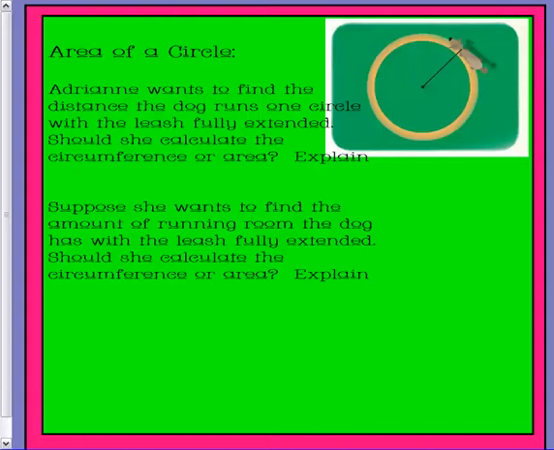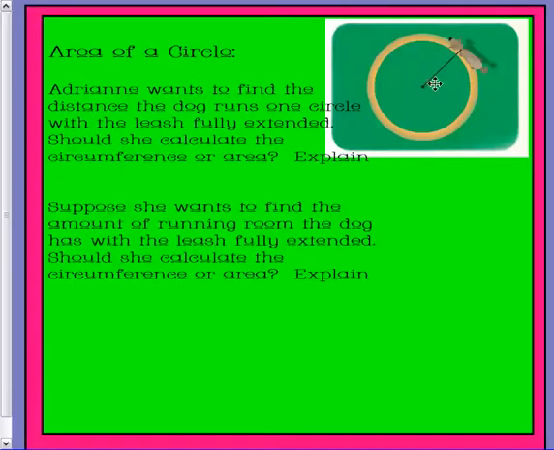Hey friends, today we're talking about area of a circle. Okay, so let's explore the difference between circumference and area. Adrian wants to find the distance the dog runs one circle with the leash fully extended. Should she calculate the circumference or the area?